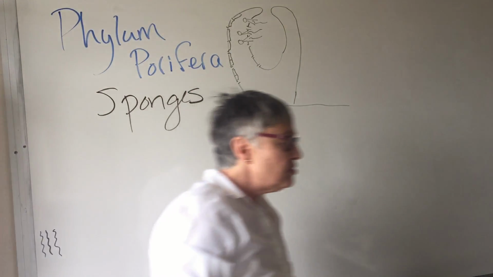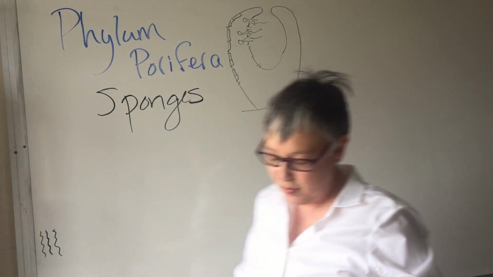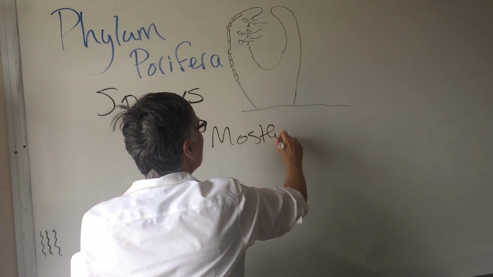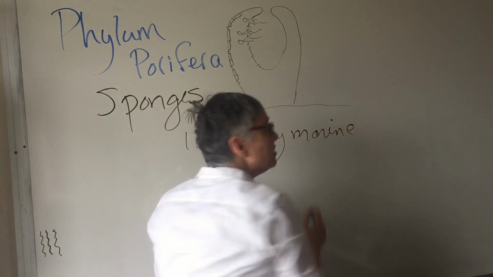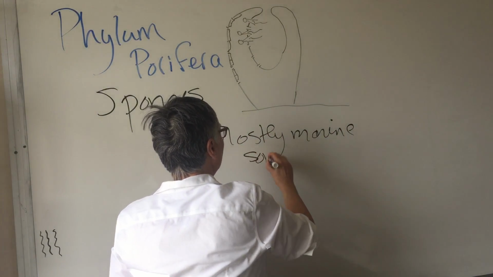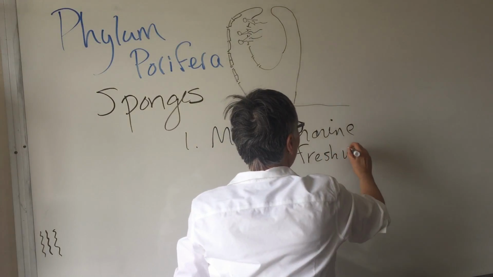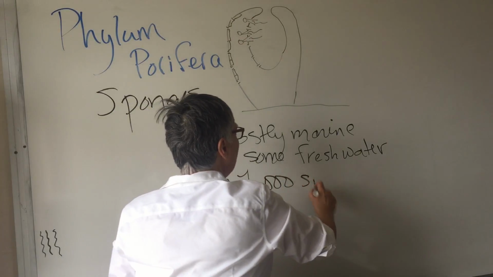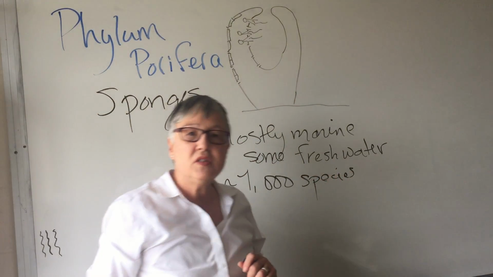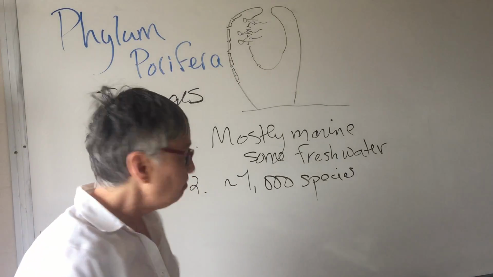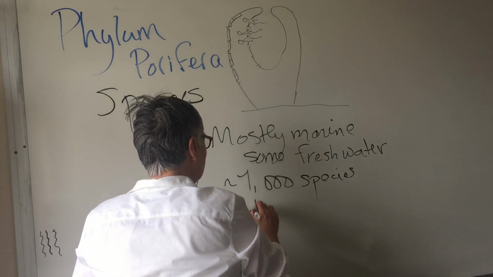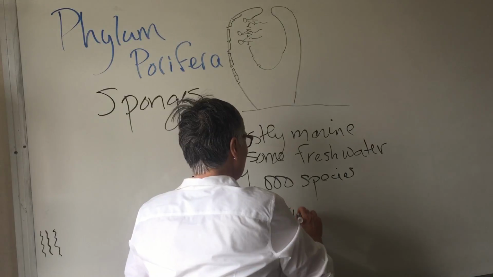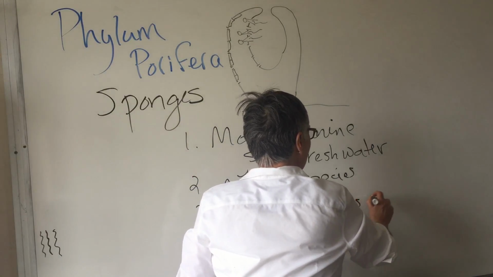A couple of general features about sponges first. They are mostly marine. Some, however, are freshwater. There are about 7,000 species of sponges that are known at this time. They, as I mentioned, are very simple in organization, so they lack true tissues and organs.